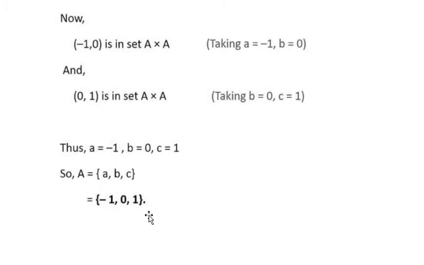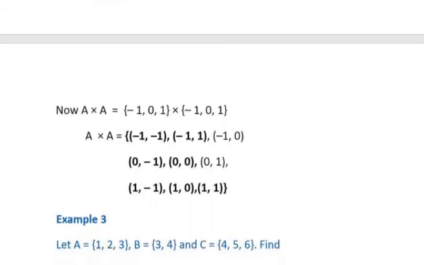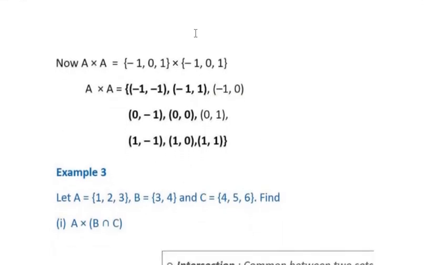Another question was to find the remaining elements of A cross A. If you want to find A cross A, then {-1, 0, 1} cross {-1, 0, 1}. So your answer will be (-1, -1), (-1, 0), (-1, 1), (0, -1), (0, 0), (0, 1). This way you can find out all the elements of A cross A. Similarly we can find (0, -1), (0, 0), (0, 1), and the last ones will be (1, -1), (1, 0) and (1, 1). Got it? Okay.